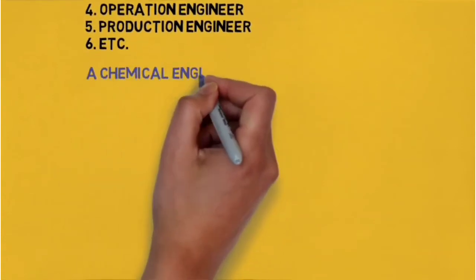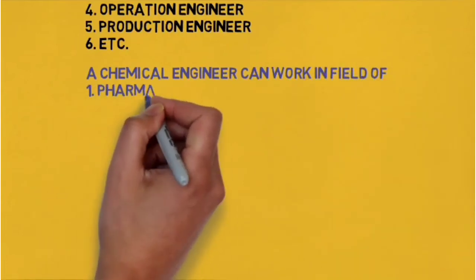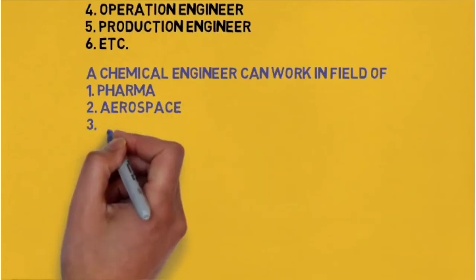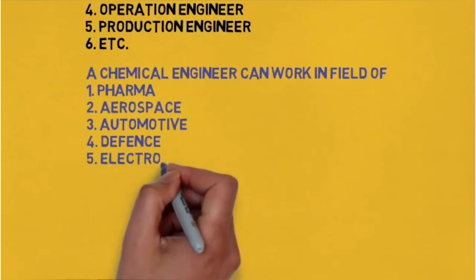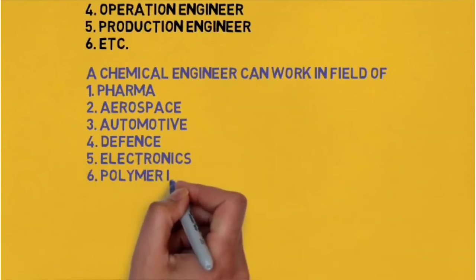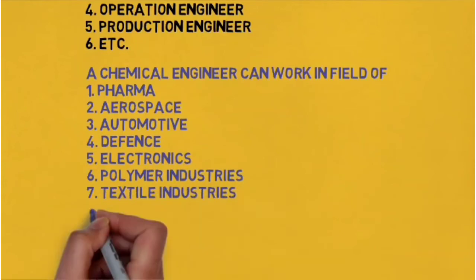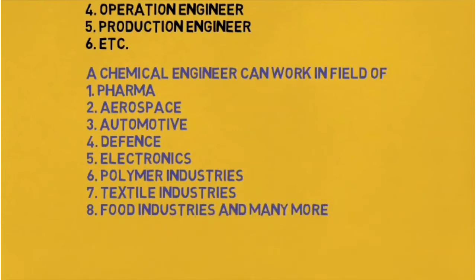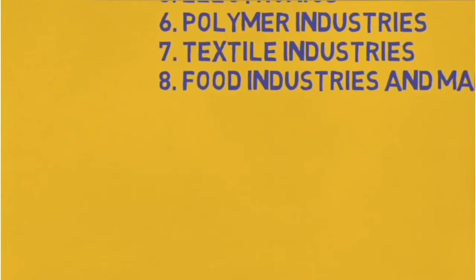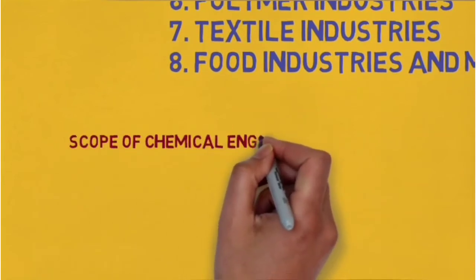All these things suggest that a chemical engineer can work in various fields such as pharmaceutical industries, aerospace industries, automobile industries, defense industries and electronics also. Some parts can be made with the help of a chemical engineer. Polymer industries, food industries, textile industries, there is a very large scope for a chemical engineer, because wherever the design and development of a process and plant is being established, or any new process is required, there is always a need for a chemical engineer.